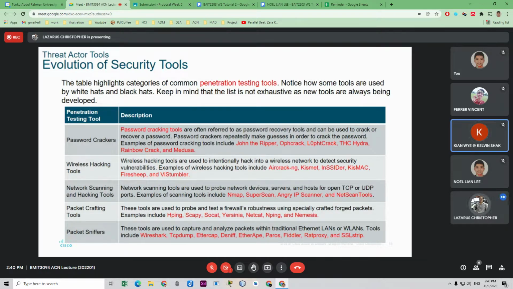Okay. Right. And then you have packet crafting tools. This one is basically like an editor. You can tick which type of header information in the packet you want to change. You can edit it, right? And then you can use it to send and test, right?